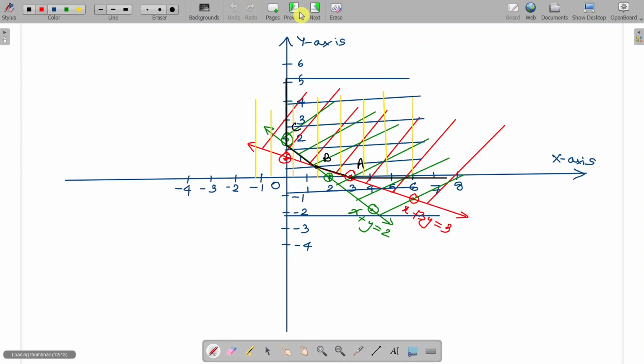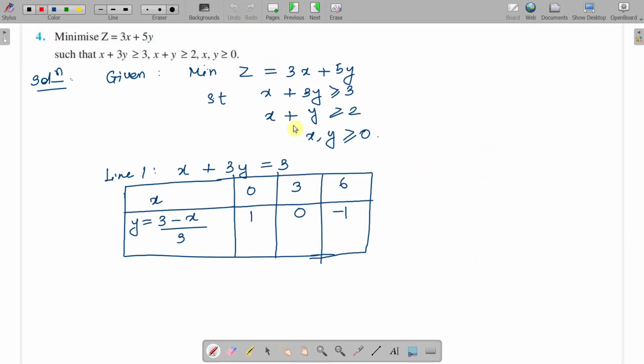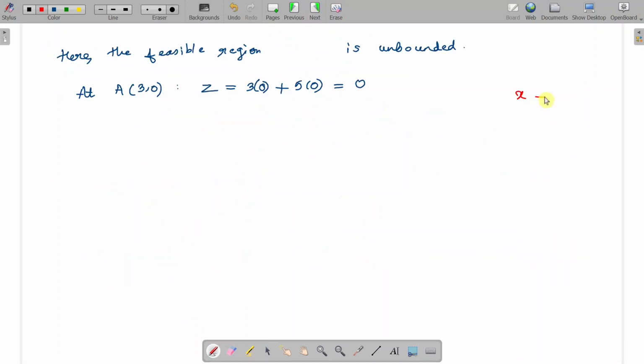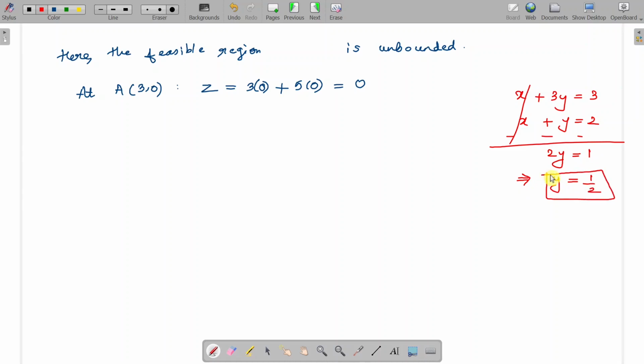So for that we have to solve the linear equations in two variables to find x and y. x plus 3y equal to 3, x plus y equal to 2. So we will take minus here. This gets cancelled. 3y minus y is 2y equal to 3 minus 2 is 1. Okay, so this implies y is equal to half. So this is the y point.